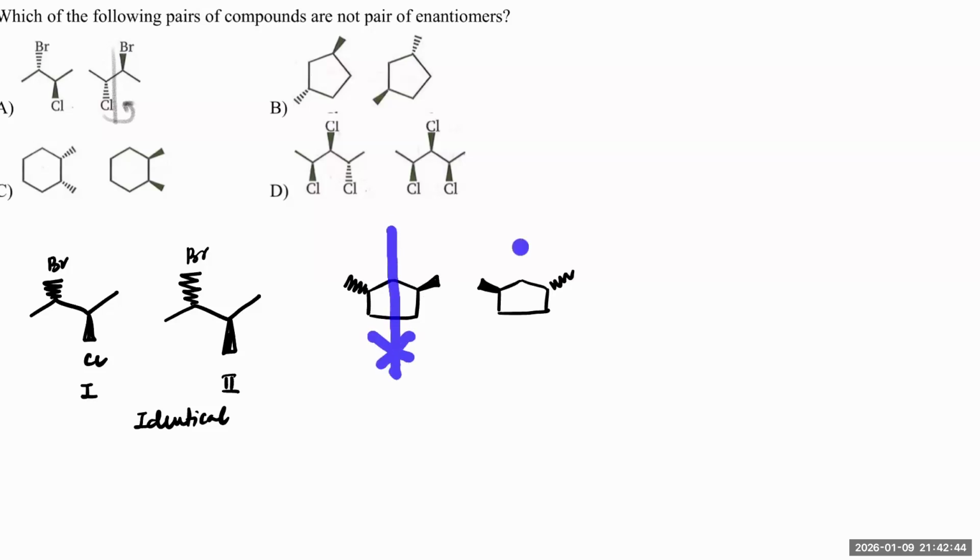Does it have a plane of symmetry? No, this is not a plane of symmetry. Does it have a center of symmetry? No, which means it is chiral. If this is chiral, and both of them are non-superimposable, these two are mirror images of each other. So in a cyclic structure, keep the same skeleton on the side and check: the one which is going in should come out, and the one which is outside will go in. If such is the case, then these are a pair of enantiomers. So yes, B is a pair of enantiomers.